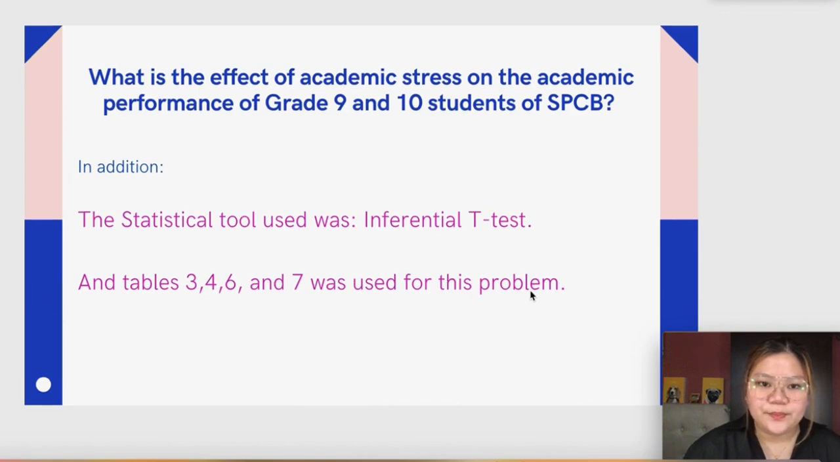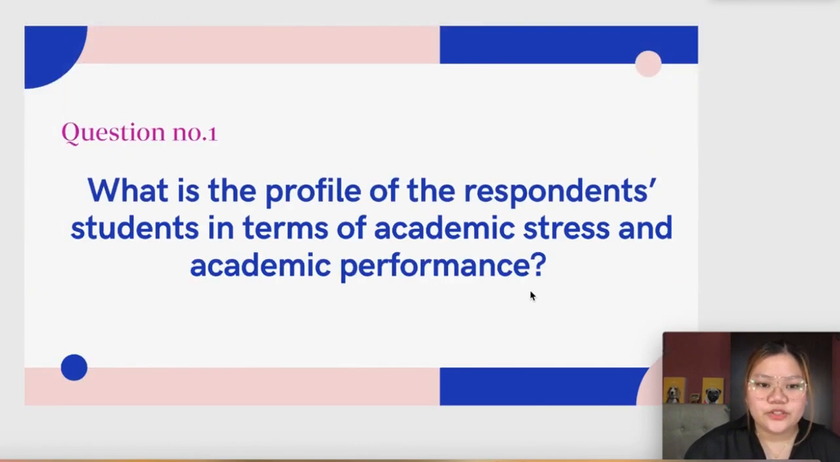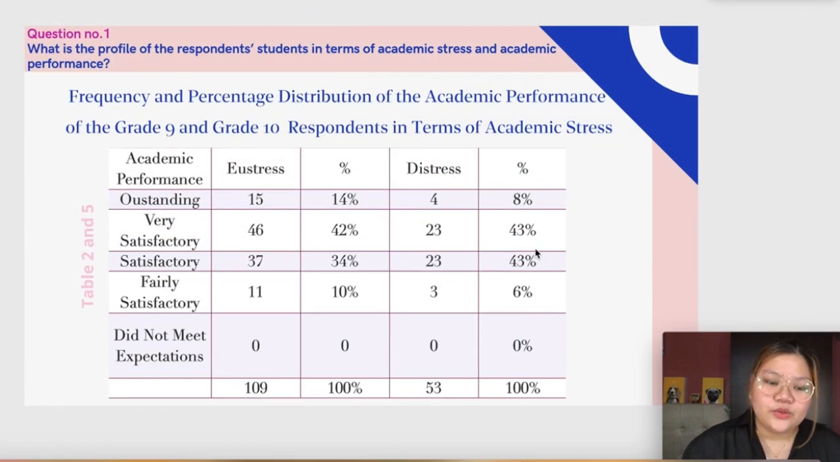For question number 1, what is the profile of the respondent students in terms of academic stress and academic performance? Tables 2 and 5 are the ones that we use for question number 1: frequency and percentage distribution of the academic performance of the Grade 9 and Grade 10 respondents in terms of academic stress.